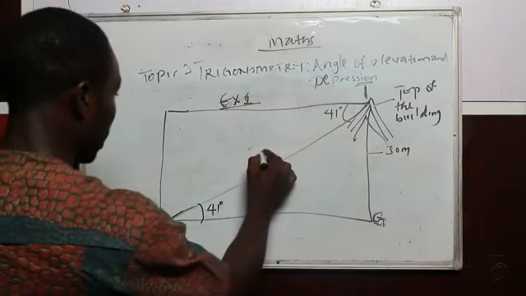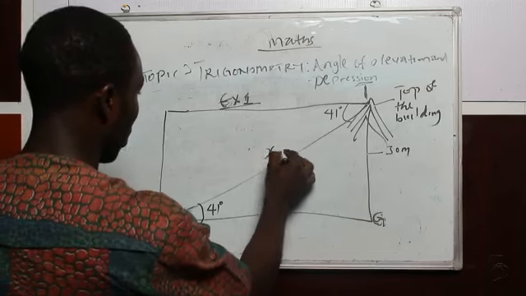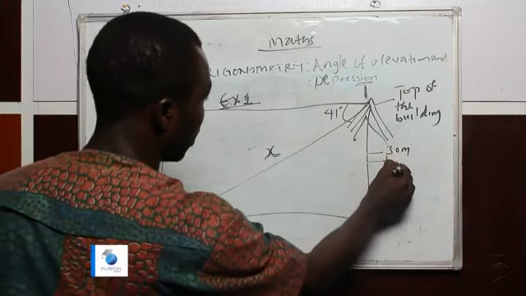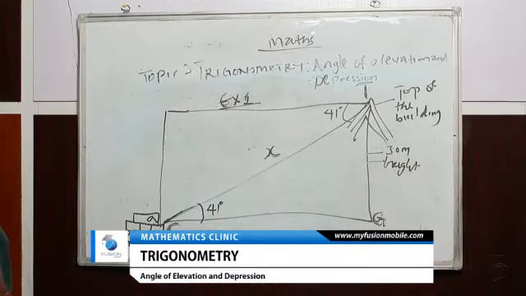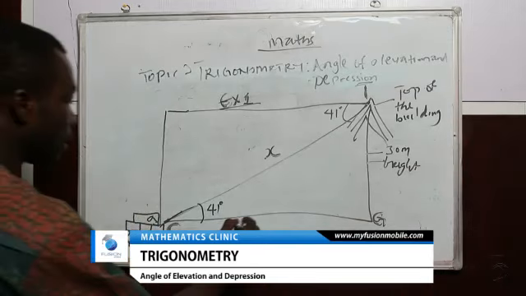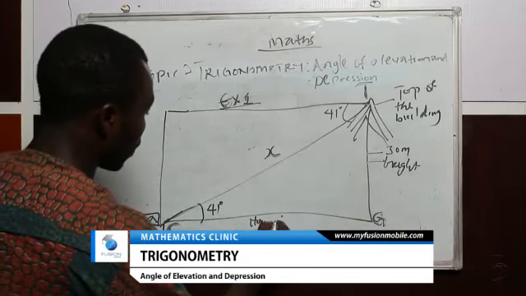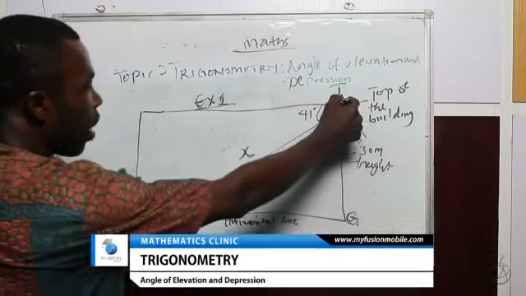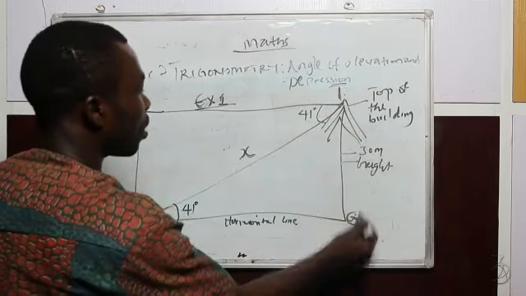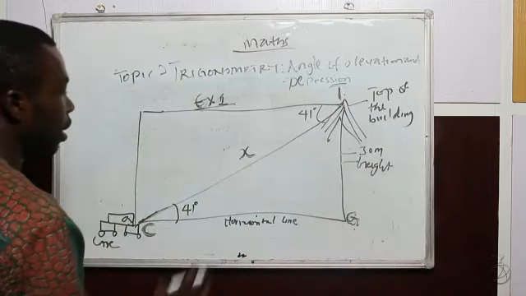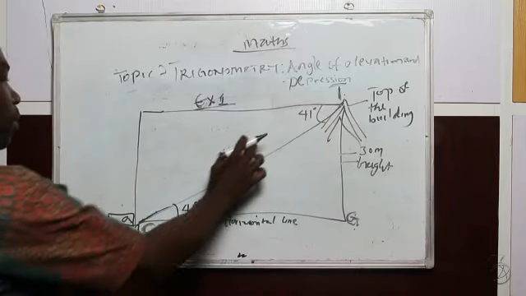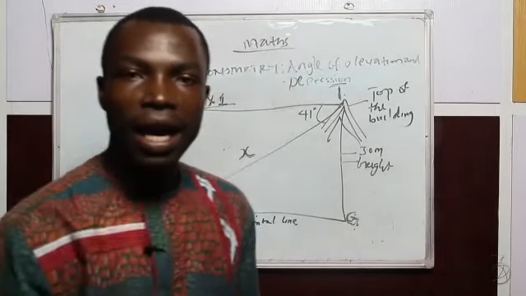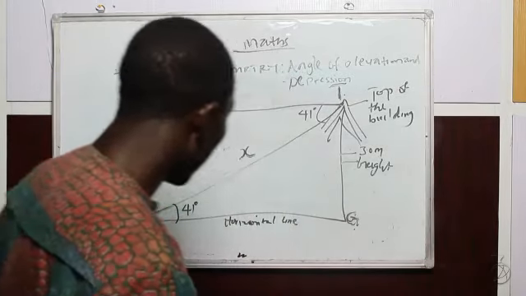So here is x, because we do not know x. But we have been given 30 meters as the height. This is the normal horizontal level. This is the horizontal line, while from TG, top of the building to the ground, is 30 meters, which is the height. So this place is the x. We have to find this x because the question asks us to find the distance between the car and the top of the building.